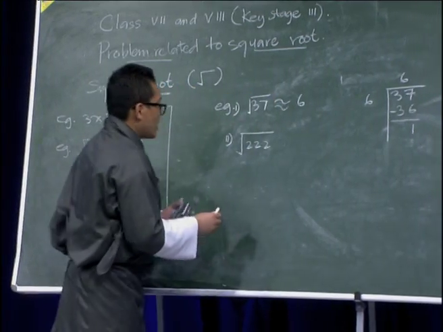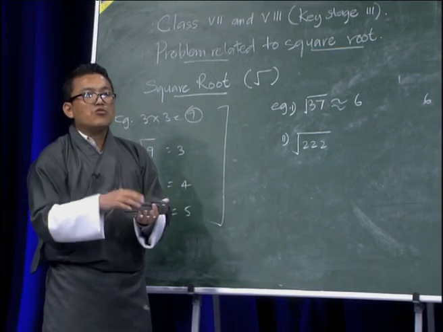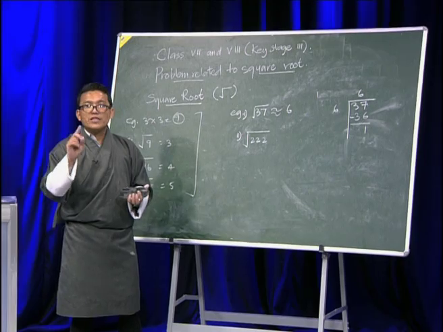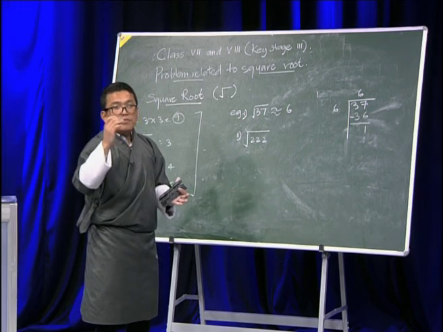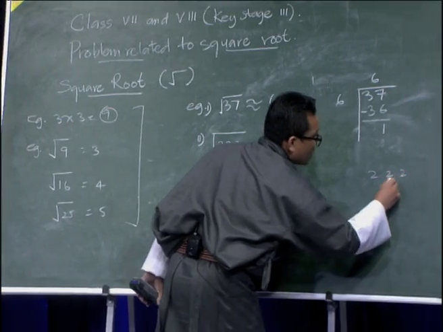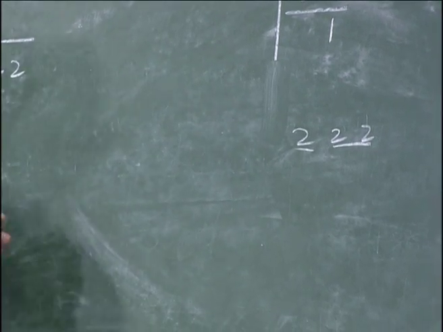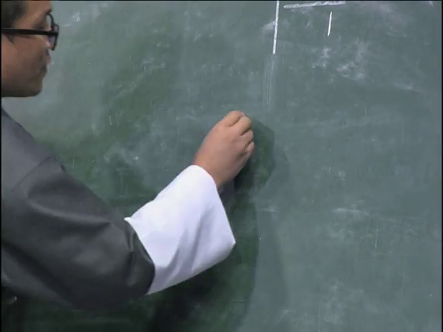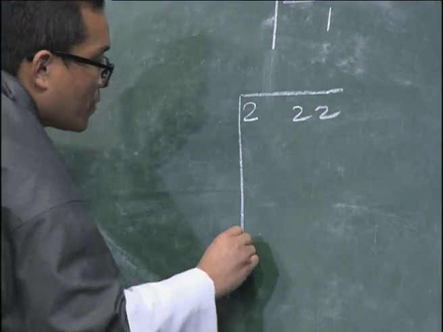Okay, I told you that first we group the digits in groups of 2, right? And that grouping should always start from the right hand side. We have 2, 2, and 2, right? These 2 will be in the same group, and this will be in another group. Now, what I can write is 2 in one group, 22 in another group. Now, let's divide this one.